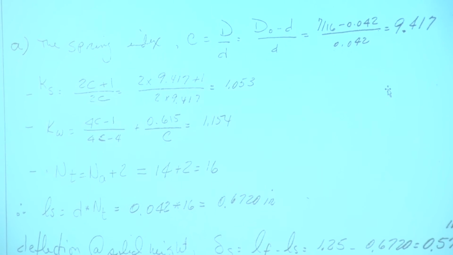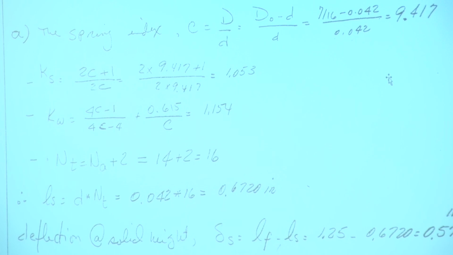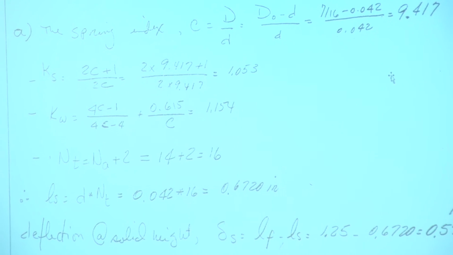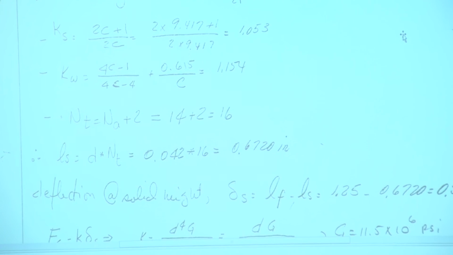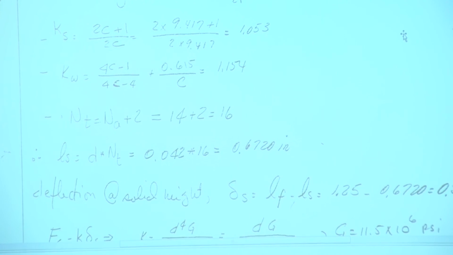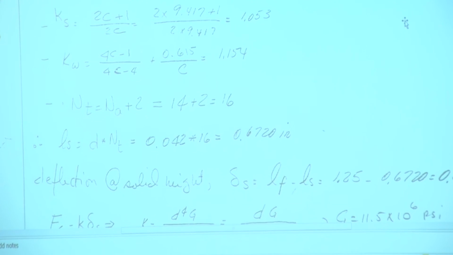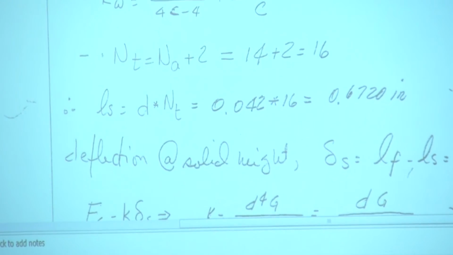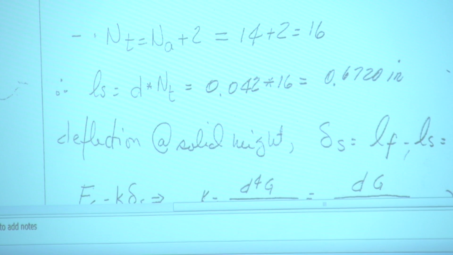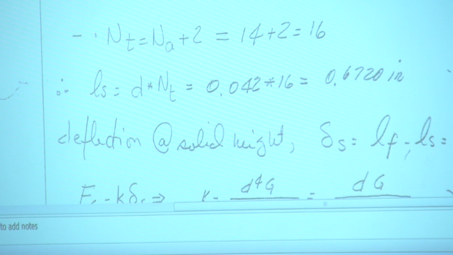In order to find the force at solid height, to make sure that it doesn't yield the spring, what we need to do is find out what force is required to take the spring to solid height. In other words, how much deflection, and what is the spring constant or the spring rate. So this is what we're going to do. We have found the solid length. This is the solid length.